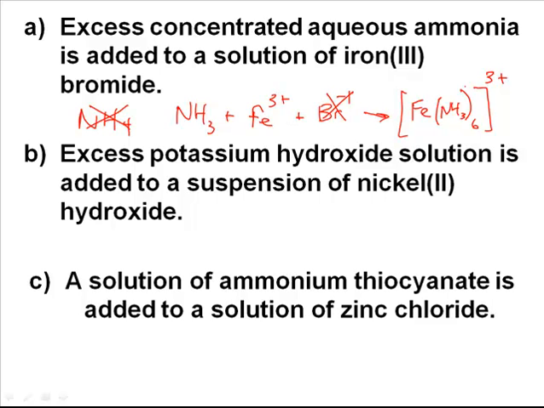Why doesn't it combine with this? The bromine does not, because this solution here is soluble, so the bromide stays separate from that, and there's not enough attractive force to get them together. This here is called a coordination complex. So the bromine would not be involved with that particular compound.